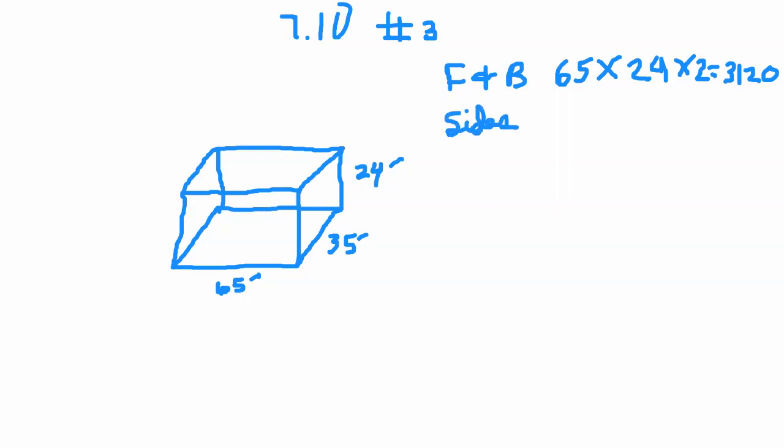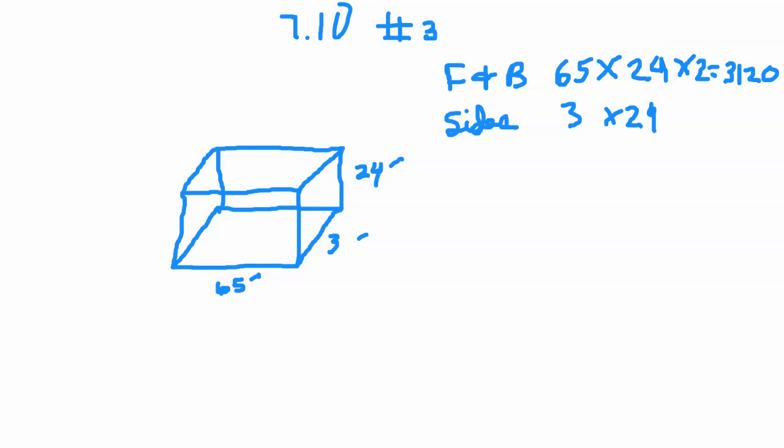Okay, and then we have the side that's 35 by 24. So area is length times width. We'll do 35 times 24. Oh, sorry, not 35, 34. I'm so sorry. I'm lost too. Times 2.